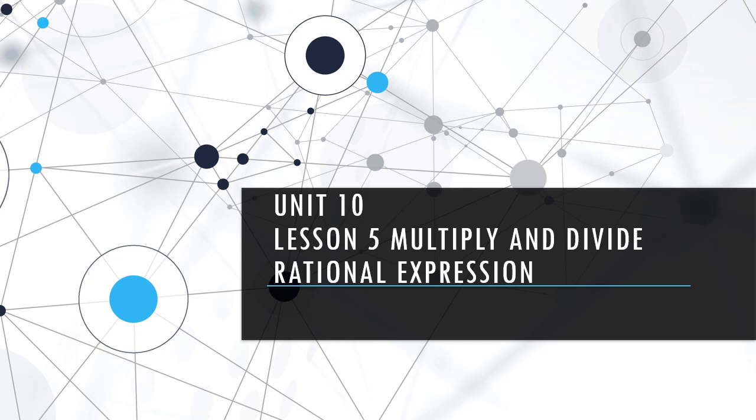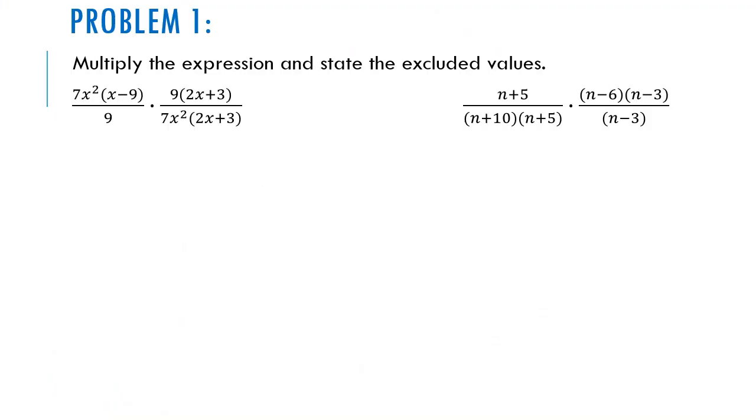Okay, so now we're going to look at multiplying and dividing rational expressions. And this is going to use your skills of simplifying more than anything else, and factoring. So in our first problem, it says multiply the expression and state the excluded values.